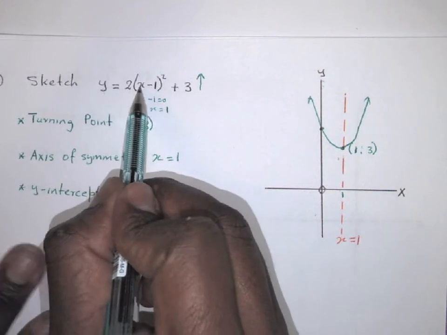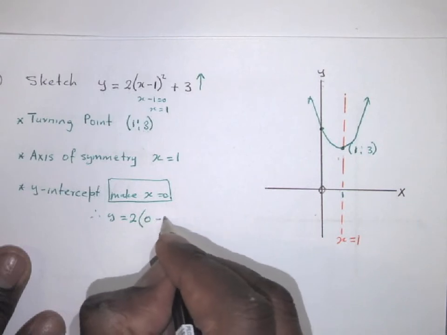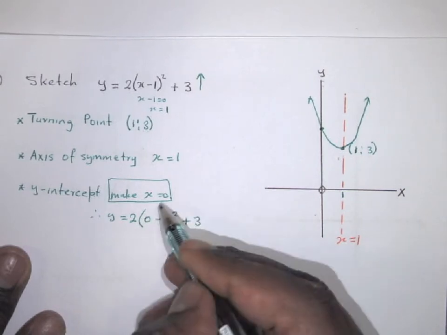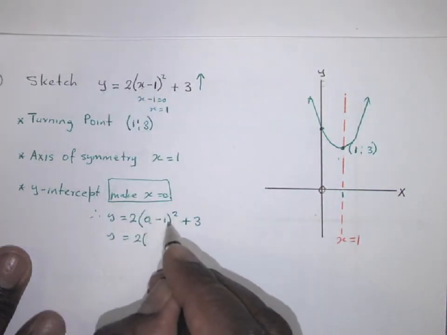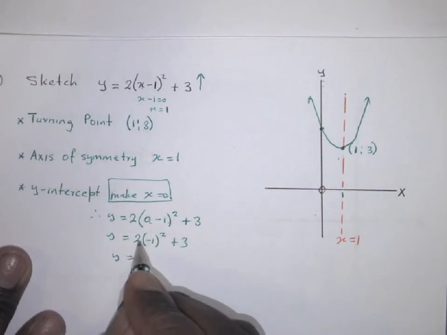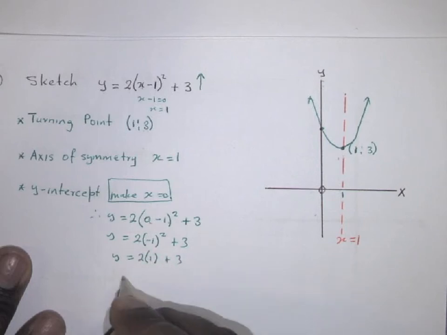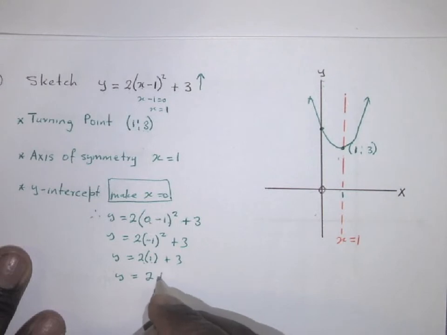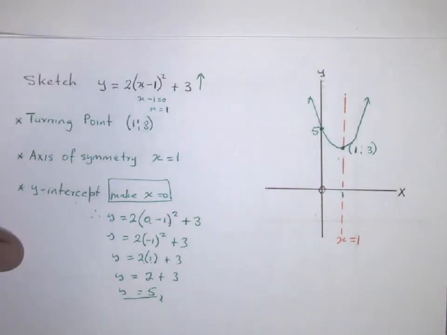If x is 0 in the equation, therefore I'll have y is equal to 2 times (0 minus 1) squared plus 3. 0 minus 1 is minus 1, which is squared, so y is equal to 2 times minus 1 squared. That is 2 times a positive 1, plus 3. So y is equal to 2 times 1, which is 2, plus 3. So y is 5. So the y-intercept is 5. There, it's 5. Let's look at another example.